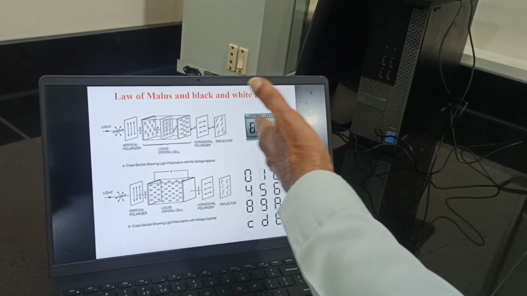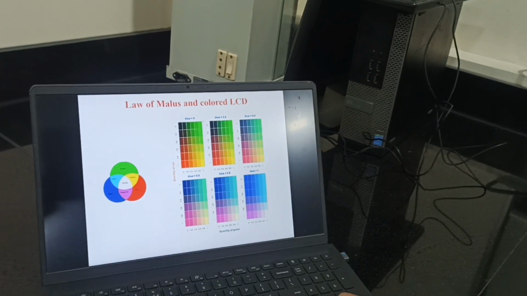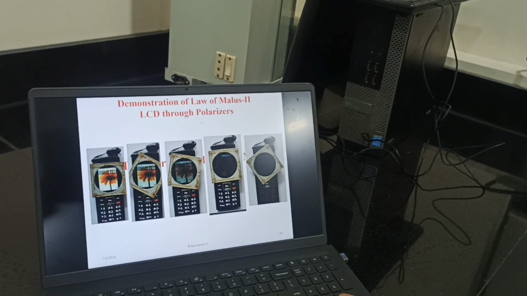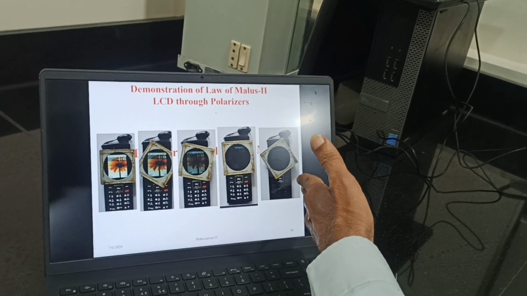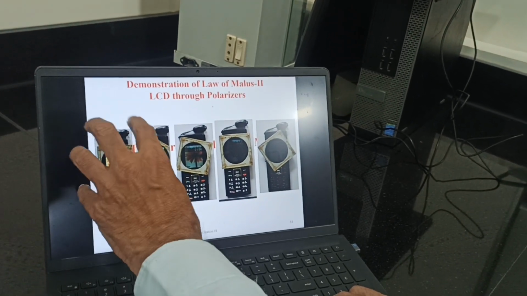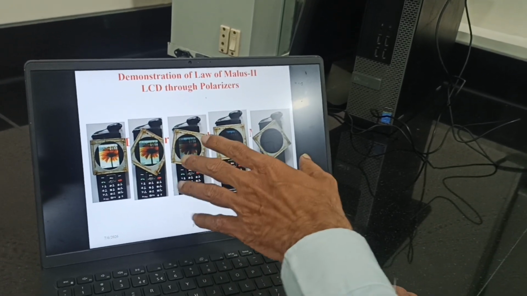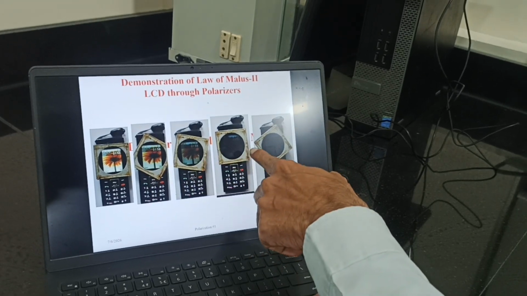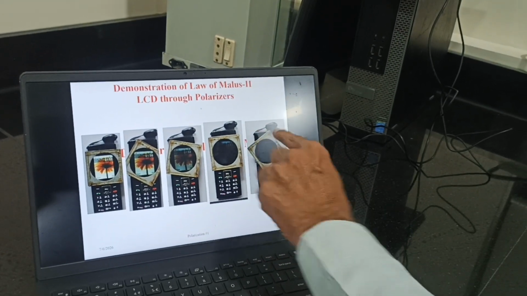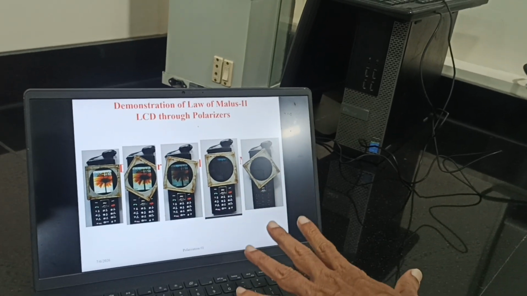And I had told you that liquid crystal displays are based on law of Malus. Colored LCD displays are also based on law of Malus. And this is another demonstration of law of Malus. This is just a mobile phone having LCD screen. We are putting a polarizer over that, and when we rotate the polarizer, it so happens that intensity keeps on reducing, and then finally when you keep polarizer like this, nothing is seen. So this is also law of Malus.